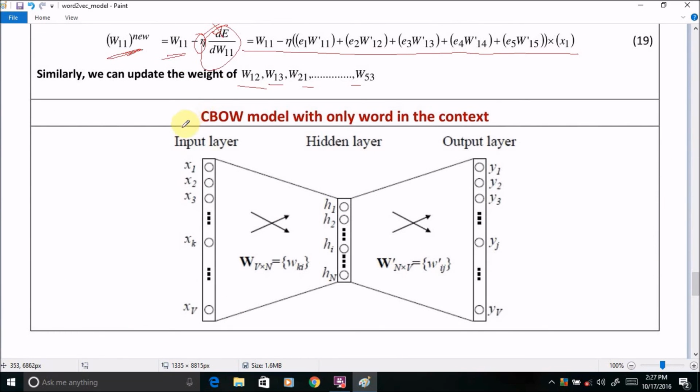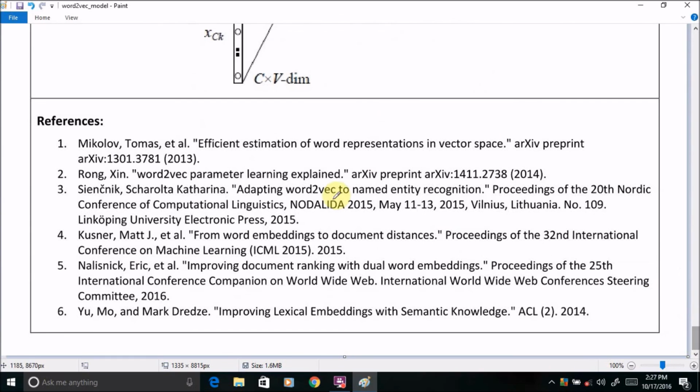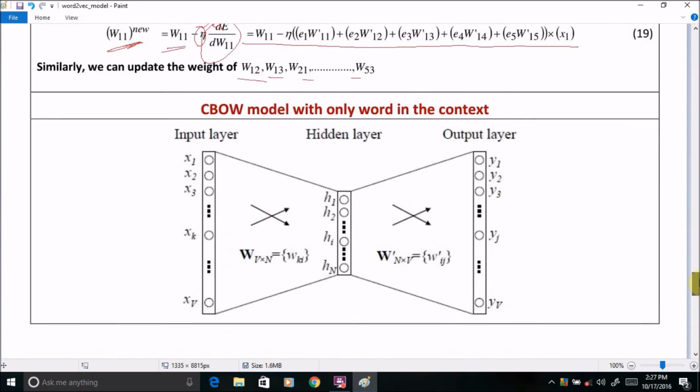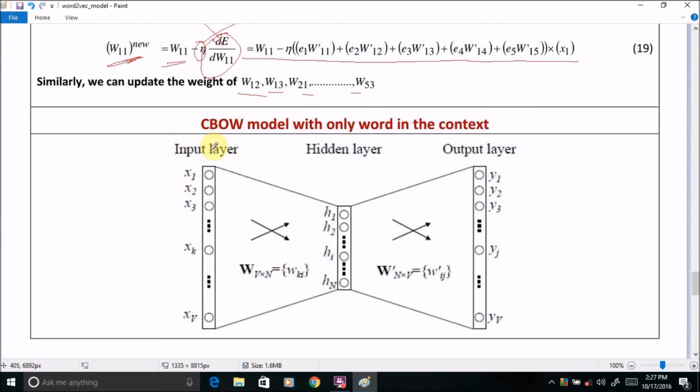Now let us see some general architecture, a general representation collected from these references. This is the input layer, this is the hidden layer, this is the output layer. This is the continuous bag of words based model with only one word in the context, in the generalized representation that we generally use in all papers and textbooks.